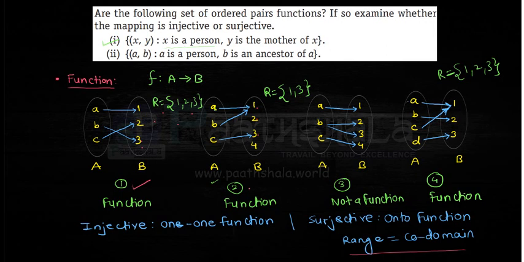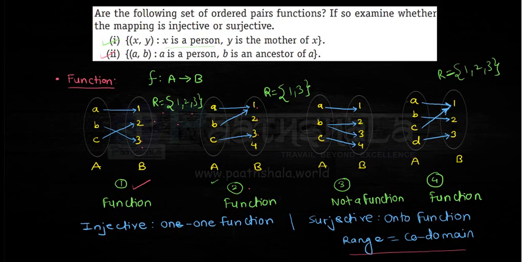Now let's talk about the second case. A is a person and b is an ancestor of a. So a person can have many ancestors. Always remember this: one person can have many ancestors. So it is one to many. B is an ancestor of A. Let's say A is a person in the domain and B is in the codomain. So A can have more than one ancestor in reality.